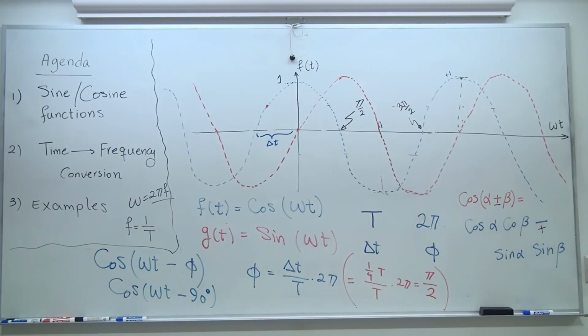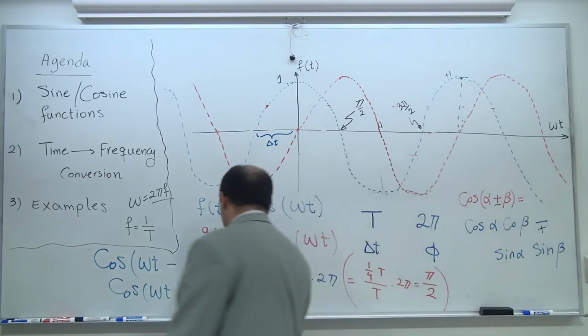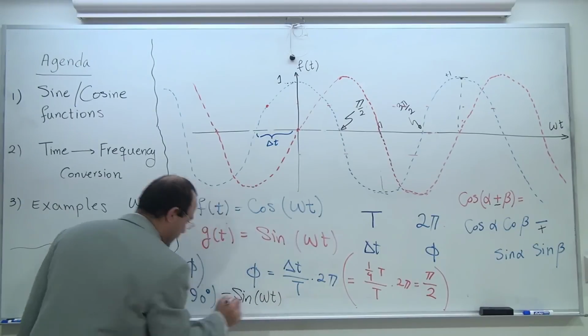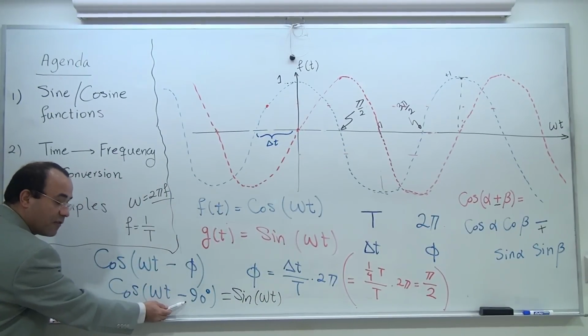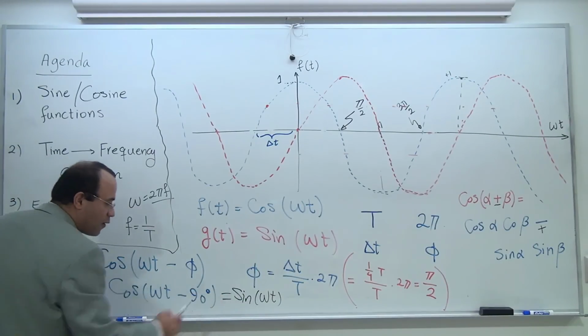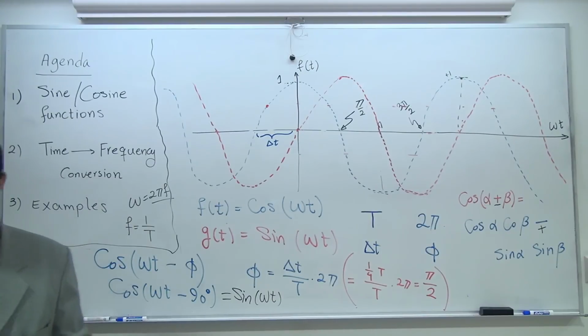Now let's put the beta as 90 degrees. What happens? Cosine 90 degrees, that's 0. Sine 90 degrees, that's 1. You can see this one is equal to sine of omega t. And a 90 degrees phase shift is going to be bringing my cosine function to a sine function.